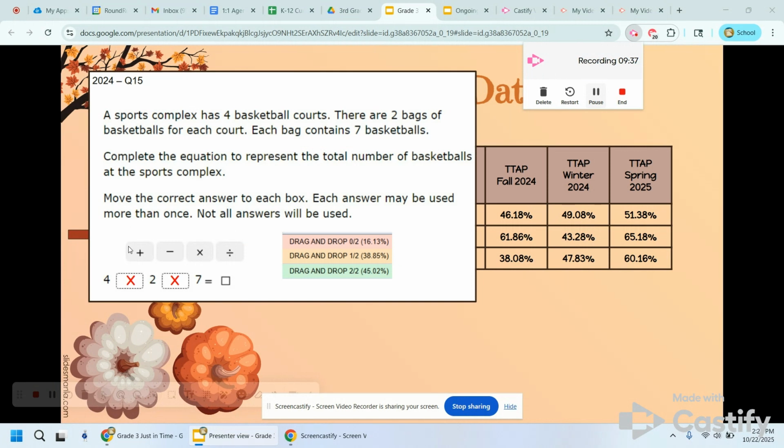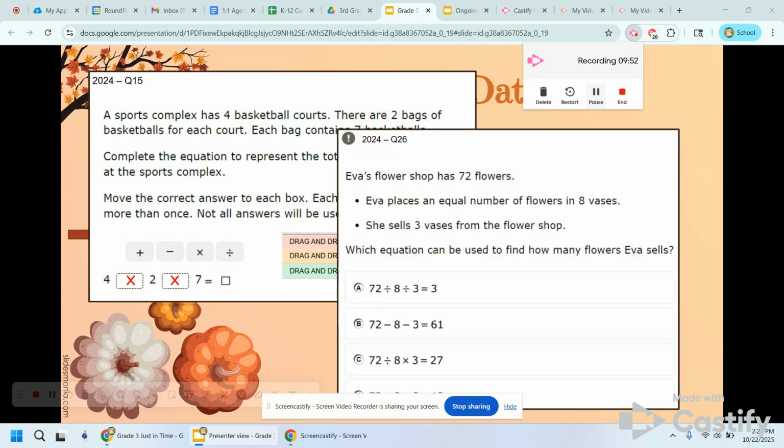Since it was drag and drop, it could have been up to 2 points. 16% of the students got both of them wrong. 38% of the students got one of the blanks correct, and only 45% of the students got both blanks correct.